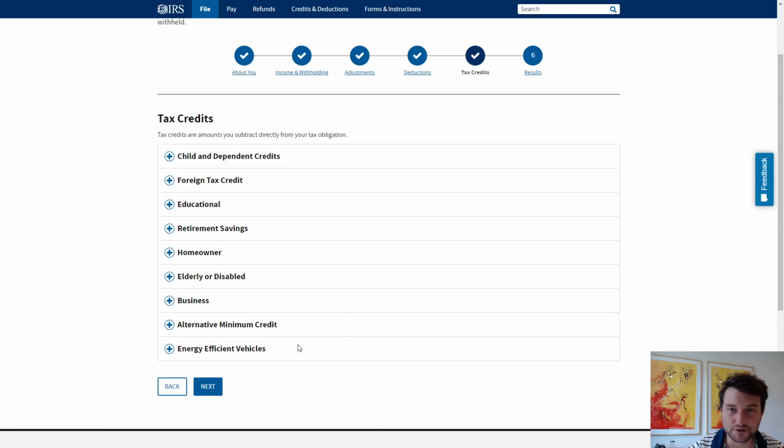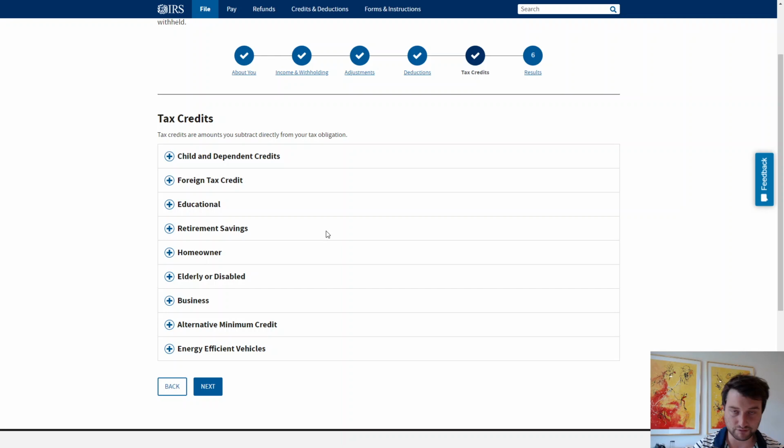Now in our example, we're going to assume, again, nothing really unique here, right? We have a single filing taxpayer. He doesn't have any investment income. He doesn't have any kids, and he's already out of school, right? So a lot of these credits just don't apply. So we're going to click through next. And it's going to load up the final page here, the result page.